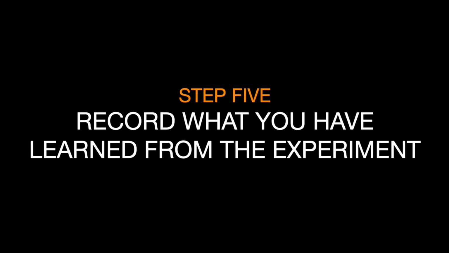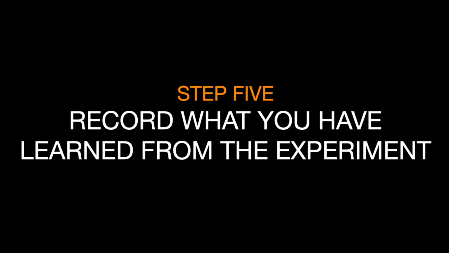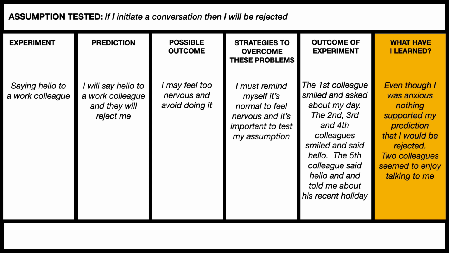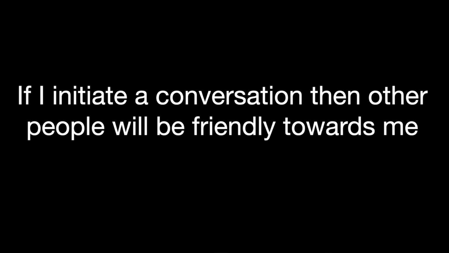Step 5. Record what you've learned from the experiment. Chris's first behavioural experiment didn't support his prediction that he would be rejected if he initiated a conversation. On his worksheet, Chris wrote, "Even though I was anxious, nothing supported my prediction that I would be rejected. 2 colleagues seemed to enjoy talking to me." Chris started to form a new underlying assumption. If I initiate a conversation, then other people will be friendly towards me.